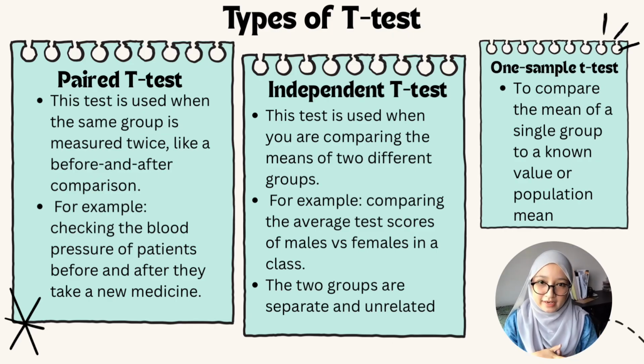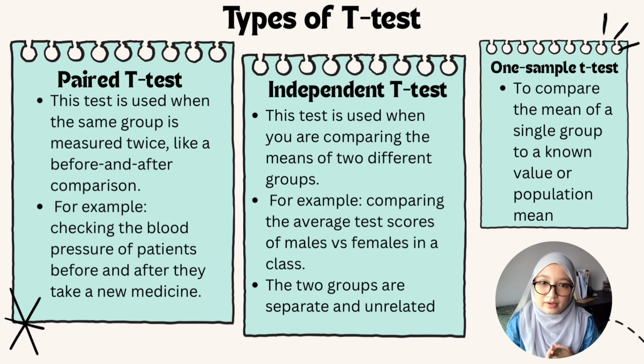Hi, I'm Shasha Ajira binti Arazimi. Today I will present about types of t-test. We have three types. Firstly, we have the paired t-test. This test is used when we measure the same group twice, like before and after. As an example, we measure the blood pressure before and after they take the medicine.